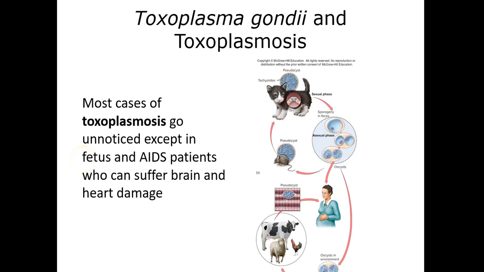Most cases go unnoticed. So if you're not immunocompromised, most times the symptoms are going to present as things like sore throat, low-grade fever, and swollen lymph nodes. It's when patients are either pregnant or immunocompromised where congenital effects to the baby or damage to the brain and heart can occur in those hosts.